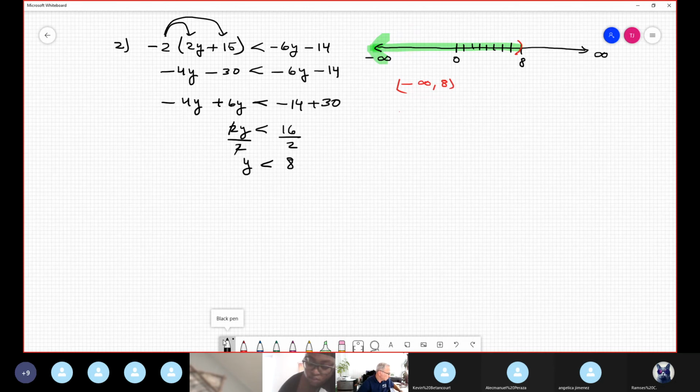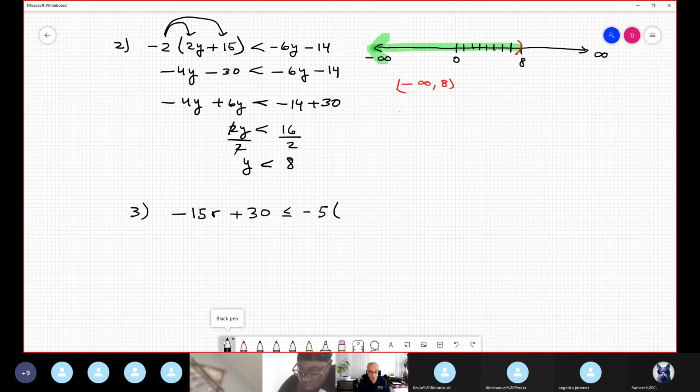Okay, moving on to another. Suppose number 3: minus 15R plus 30, less than or equal, oh, less than or equal now, minus 5 times R minus 8. Good.